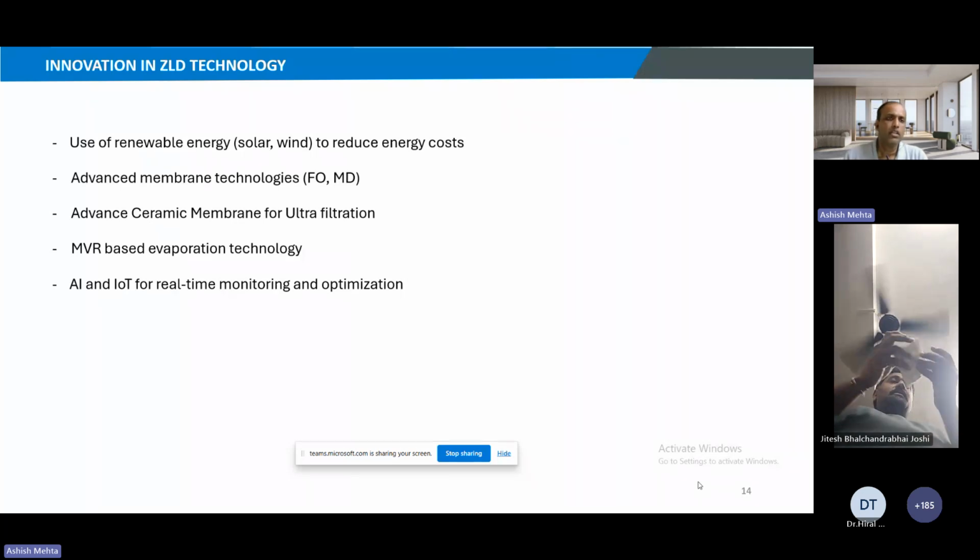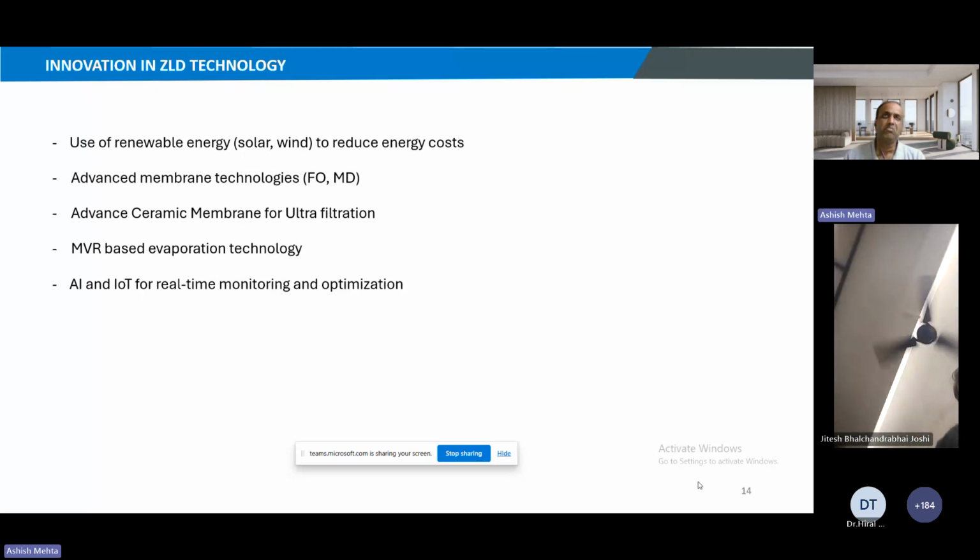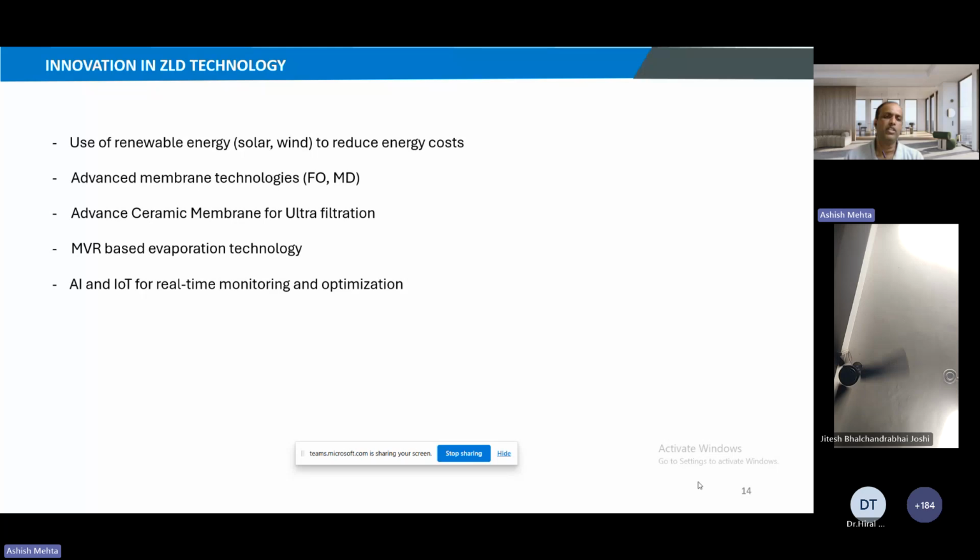Now, what is happening in the ZLD technology arena? The recent development is a focus on use of renewable energy, particularly solar and wind, to reduce energy cost. So, whenever there is a new upcoming project, the planning is done in such a way that there is a supportive renewable energy plant so that overall energy cost for the plant is reduced. Newer technology has come forward for forward osmosis systems. There are ceramic membranes which are now coming up. People have started using them for the ultrafiltration process.